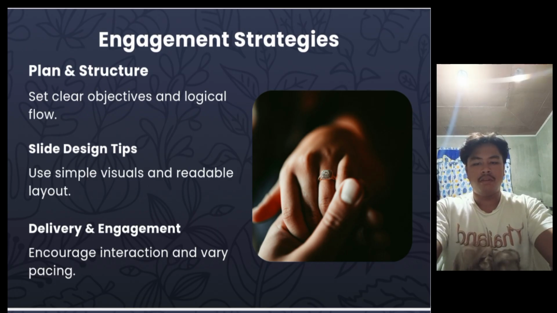Slide design tips. Keep slides easy to look at and read. Use simple pictures or graphics instead of cluttered text, and arrange everything neatly so information is quick to take in.